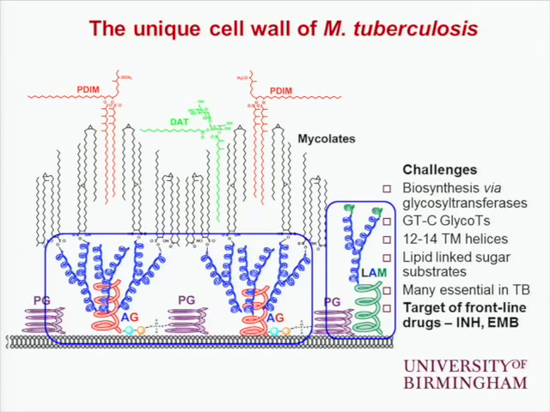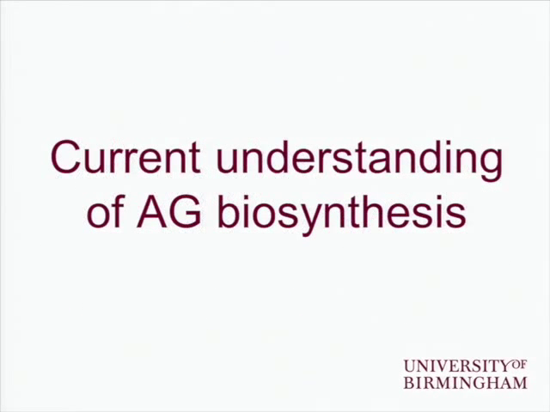But it's key that we do know that these entities are targets of frontline antituberculosis drugs such as isoniazid, which targets aspects of mycolic acid synthesis, and ethambutol, which targets aspects of arabinan synthesis, both in lipoarabinomannan and also in arabinogalactan. So what is our current understanding of arabinogalactan biosynthesis, or AG biosynthesis?